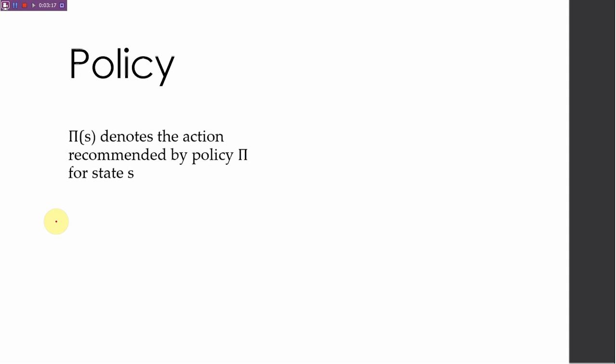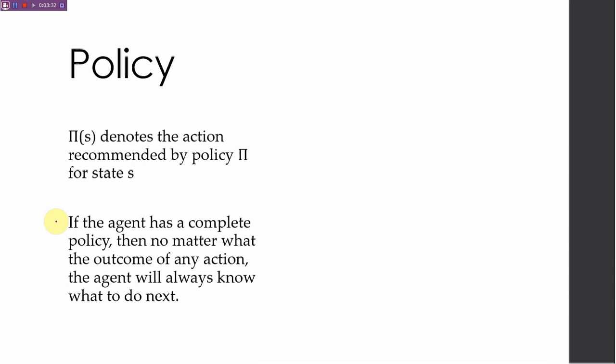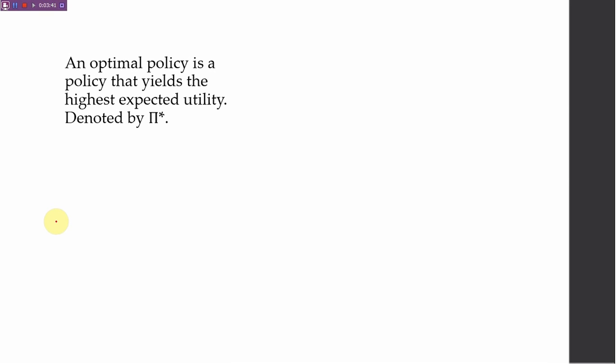Every execution of a policy, the stochastic nature of the environment will lead to a different environment history. The quality of a policy is therefore measured by the expected utility of the possible environment history generated by that policy. So if the agent has a complete policy, then no matter what the outcome of any action, the agent will always know what to do next. An optimal policy is a policy that yields the highest expected utility. It is denoted by π*.